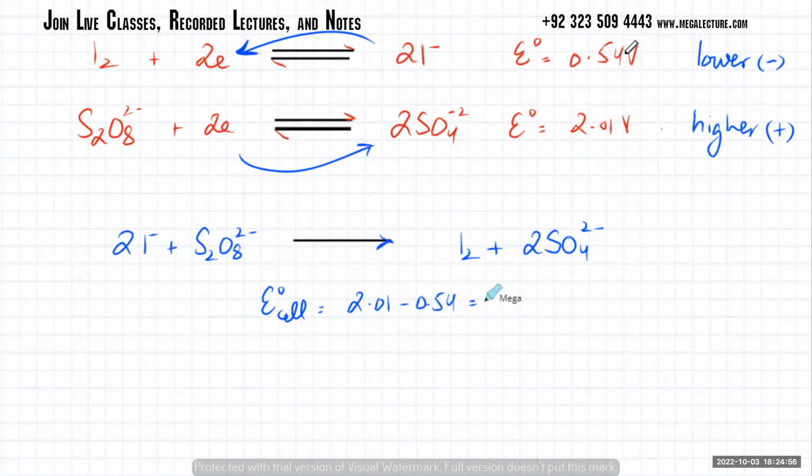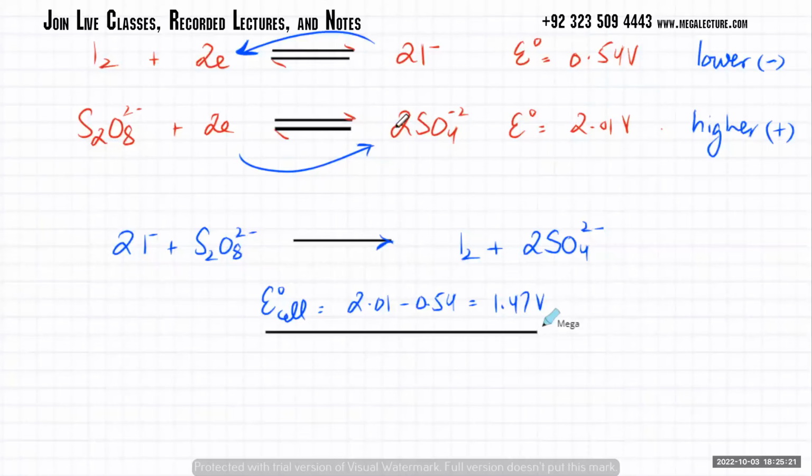And this value comes out to be 1.47 volts. Okay, that's the value that you're getting. Now the potential difference over here tells you how vigorous the reaction is going to be. The higher is going to attract electrons, the lower is going to lose electrons. This is the one that's going to lose electrons, produce electrons. This is the one that's going to attract electrons and gain electrons, right?